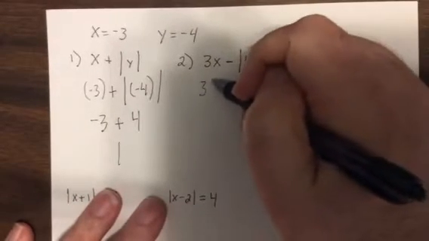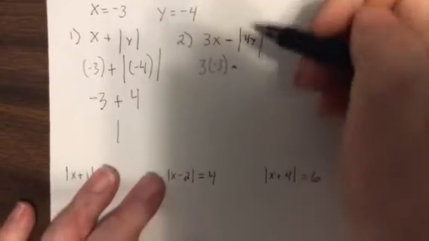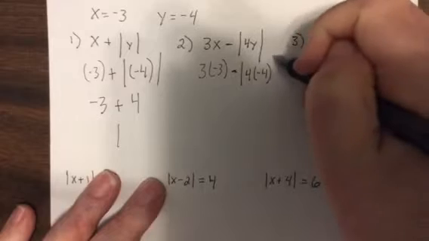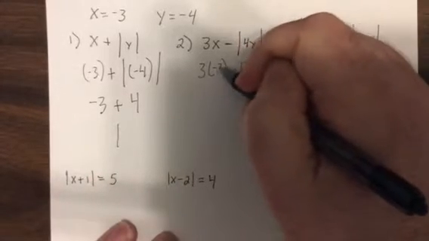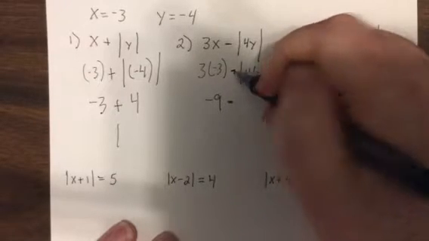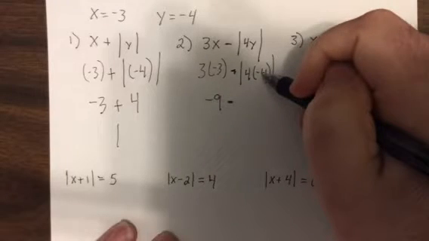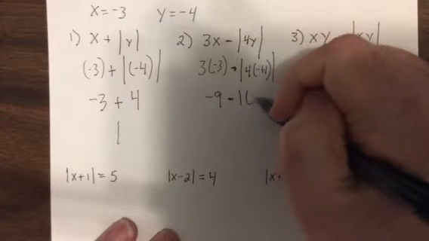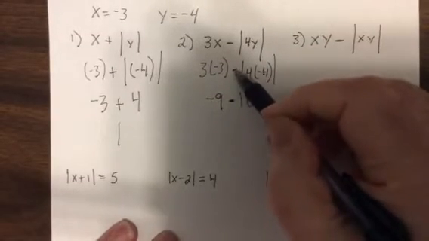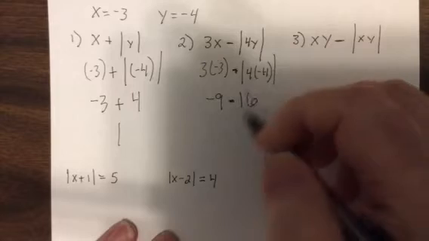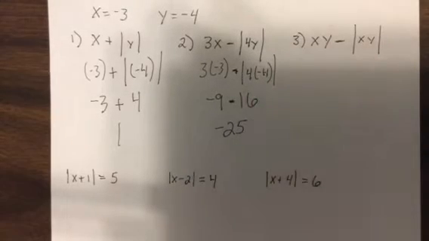Here, 3 times -3 minus 4 times -4. So 3 times -3 is -9 minus, now notice this is outside, so it doesn't change. 4 times -4 is -16. Absolute value of -16 is 16. But the minus is still in front of it. Does not change. So -9, -16, -25. So just going over a couple problems, but again, you've seen this before.